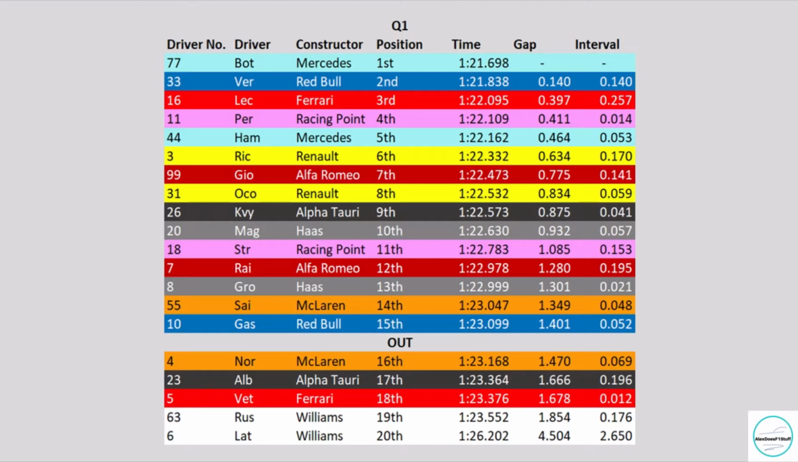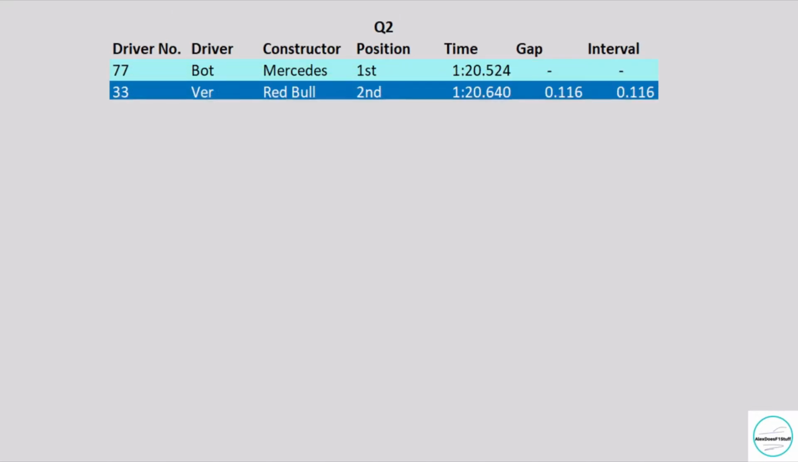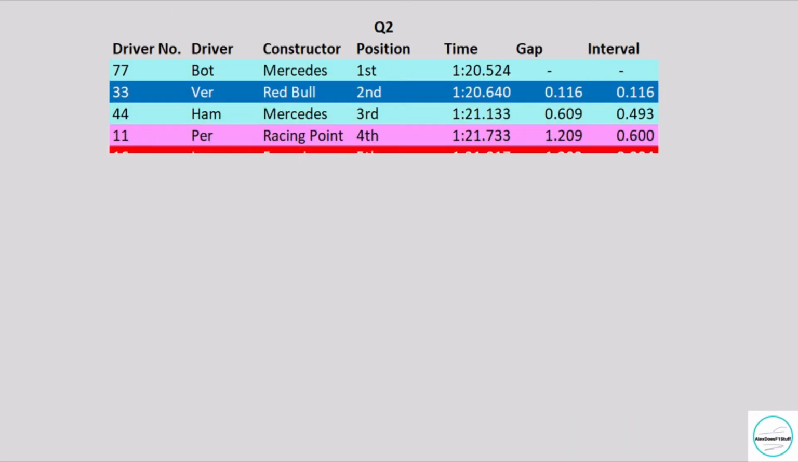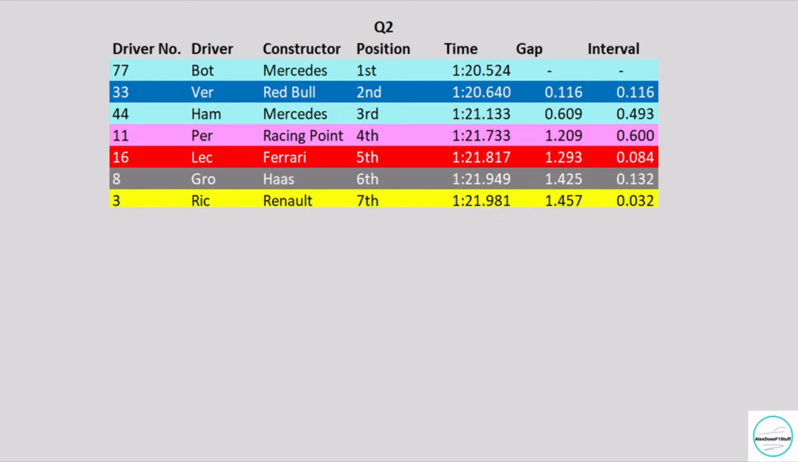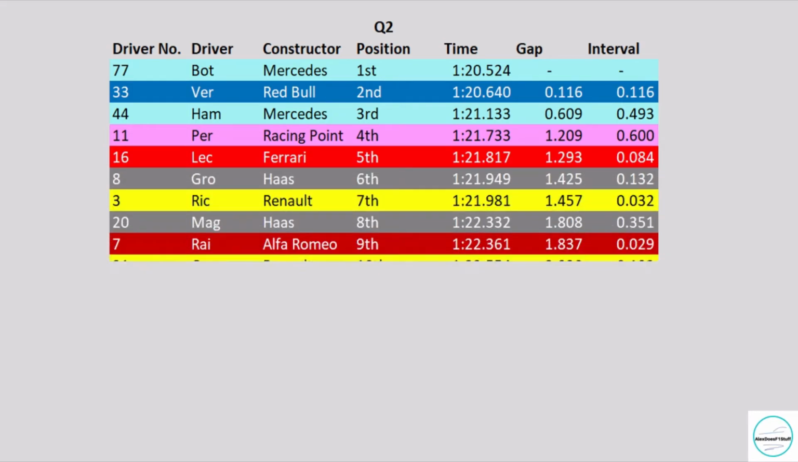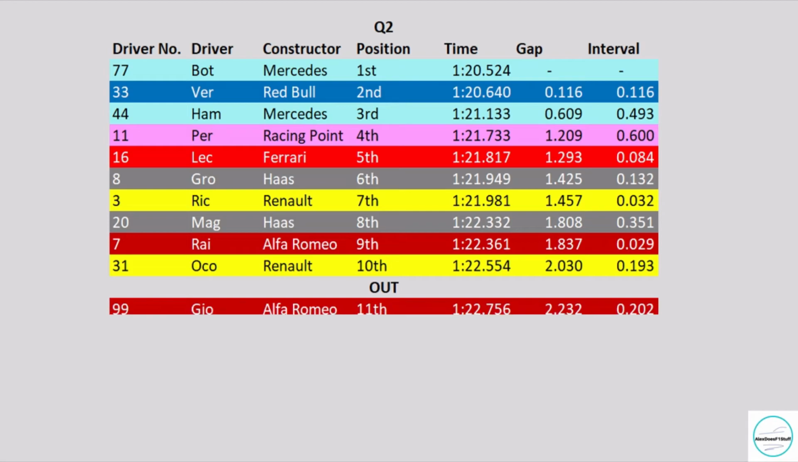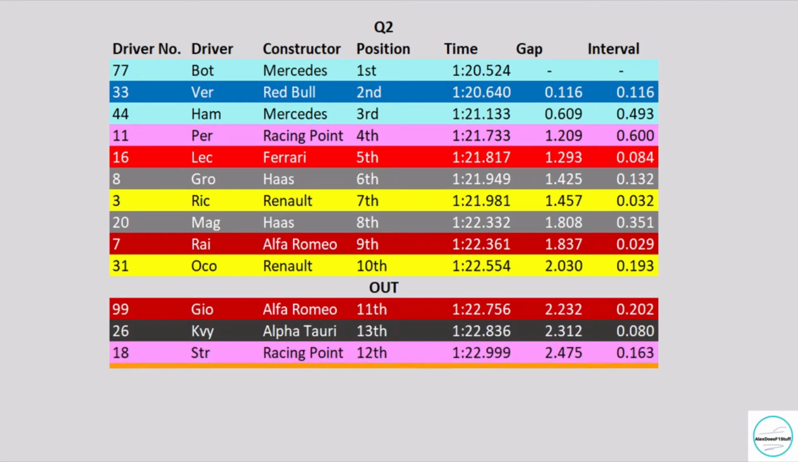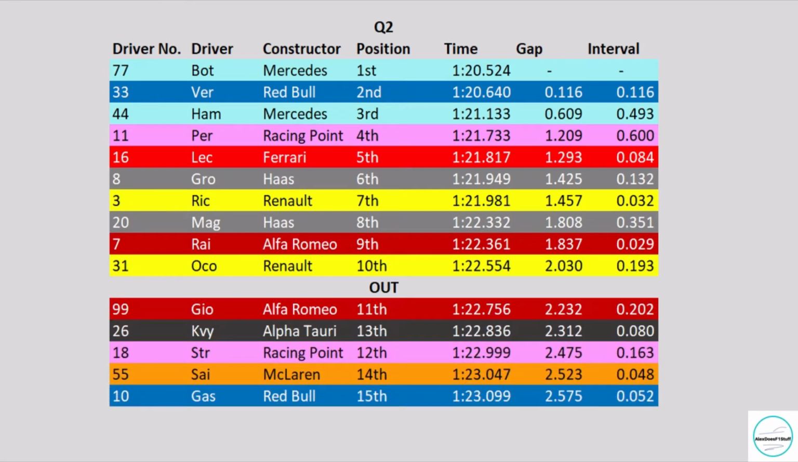As we roll on into Q2, it's the same top 3 again that we've seen all before. Bottas ahead of Verstappen, then Hamilton. Perez and Leclerc are separated by less than a tenth for P4, with Grosjean in 6th behind. Ricciardo is the first of the Renaults, with Magnussen and Raikkonen sandwiching him and his teammate Ocon, who just squeezes into Q3 in 10th.